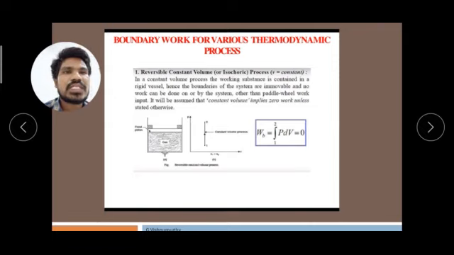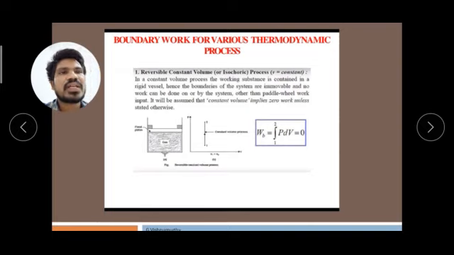So in a constant volume process, the working substance is contained in a rigid vessel, hence the boundaries of the system are immovable and no work can be done on or by the system. So other than paddle wheel work input, it will be assumed that constant volume implies zero work unless stated otherwise.